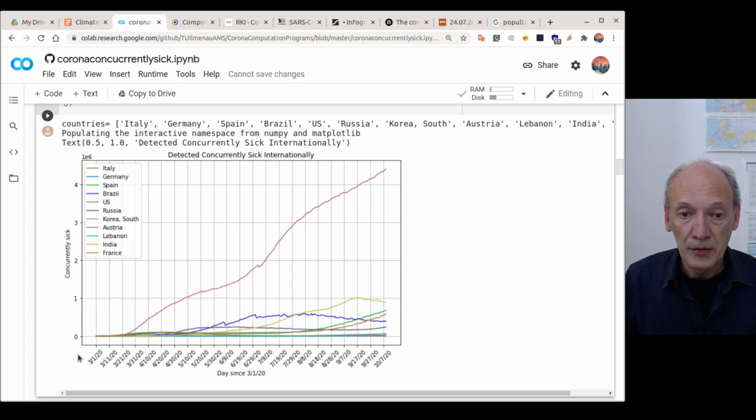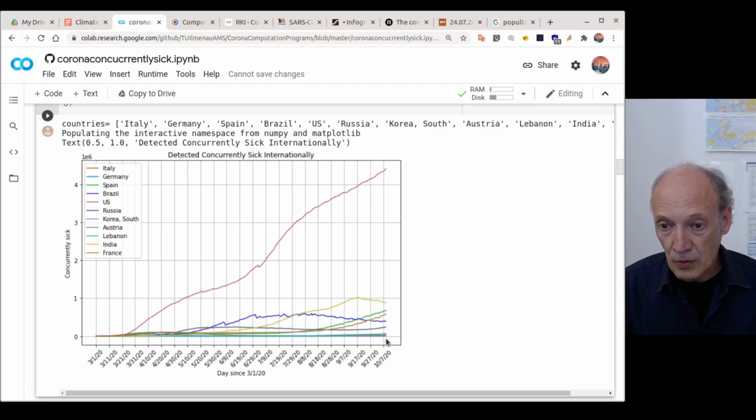So here's the date on the x-axis. You can see here it goes up to, this should be October 9th, I guess. And here you can see this upper curve is the US. And you can see the US has by far the highest number of concurrently sick or actively sick. And when we look at Germany, Germany basically disappears down here. So Germany has a very low rate.